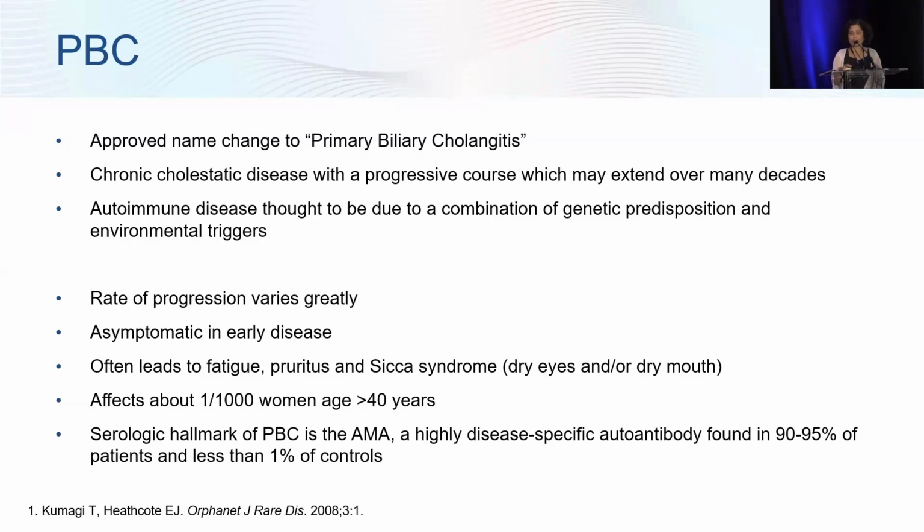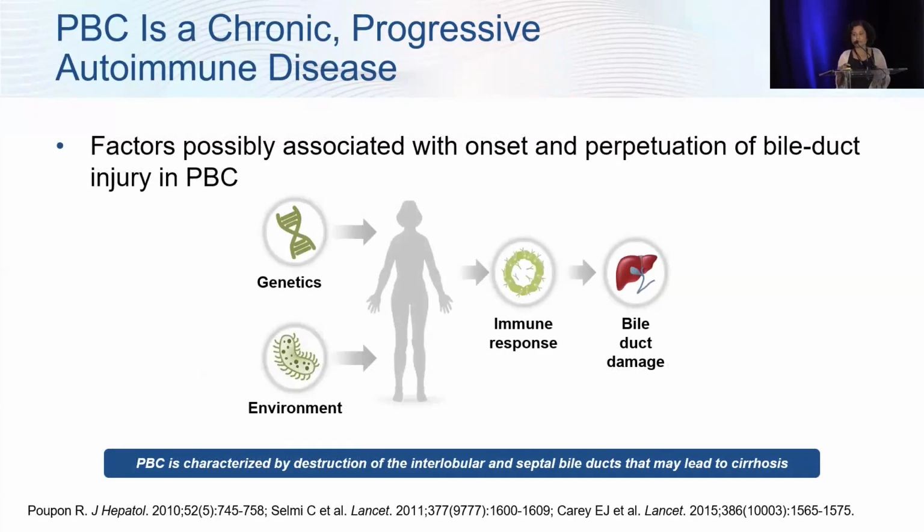It affects 1 in every 1,000 women over the age of 40. And the serological hallmark of PBC is anti-mitochondrial antibody, or AMA, which is a very highly specific antibody, being positive in 90 to 95% of patients with PBC. As I mentioned, there are genetic and environmental factors. So patients with PBC are actually born with a genetic condition, and some environmental factors influence it, and that results in an immune response, resulting in small bile duct damage. So the small bile duct is damaged, and bile acids get accumulated in the liver, resulting in liver fibrosis and eventually cirrhosis.